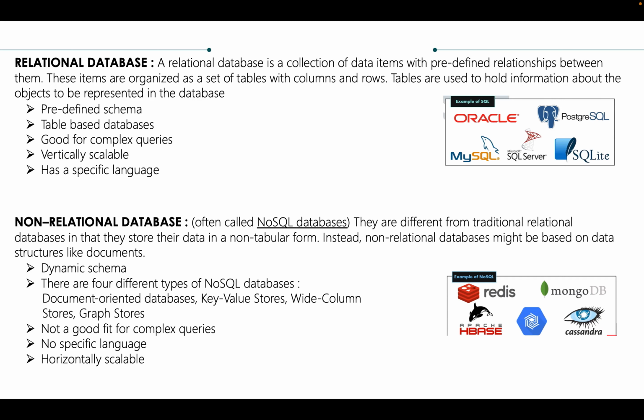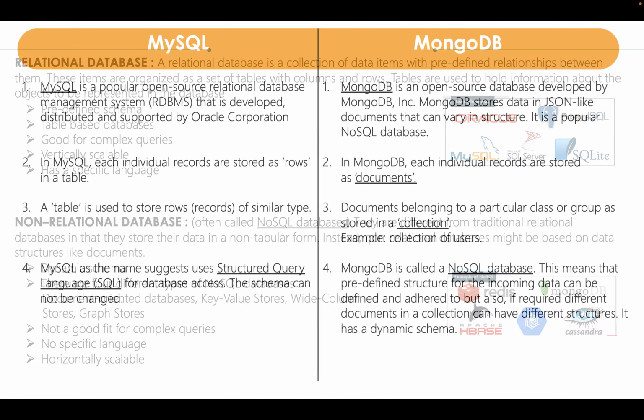Then graph databases, they use a structure called nodes to store data, and the edges contain attributes to the relationship. So that is how we make use of a graph, or the data structure graph, for implementing it in a database. Then, non-relational databases are not a good fit for complex queries. There is no specific language as such because there is no specific schema, no structure, and they are horizontally scalable.